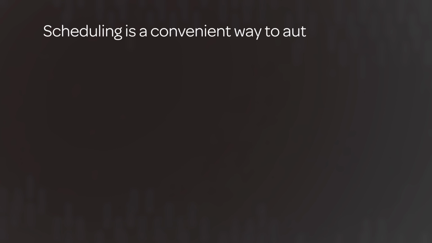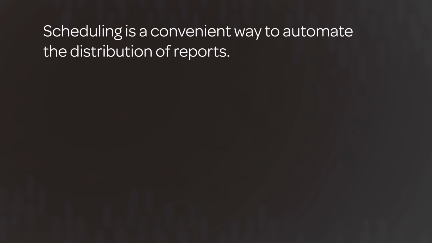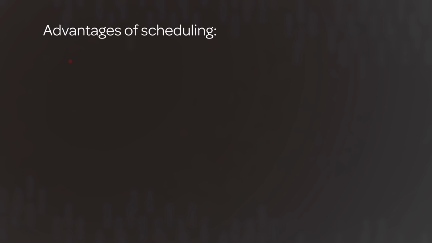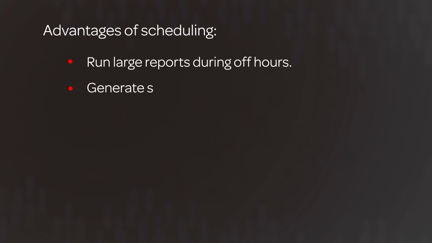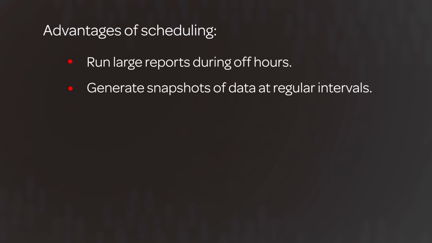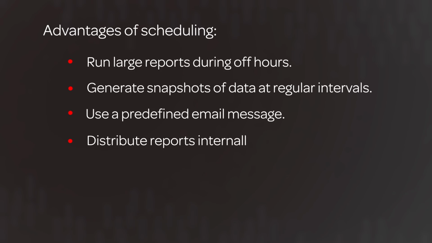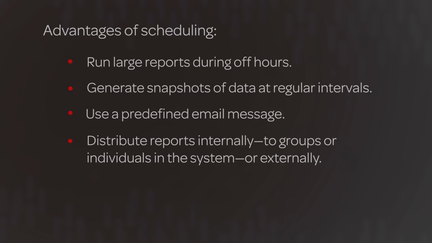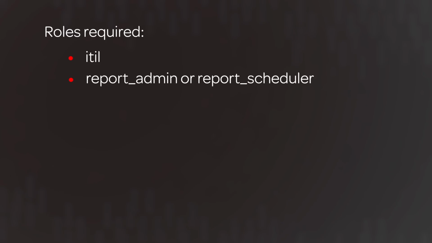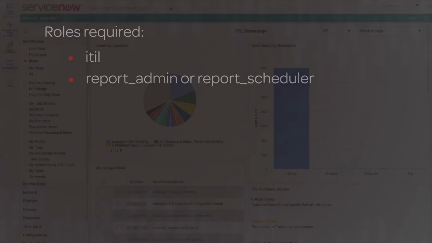Scheduling is a convenient way to automate the distribution of reports. Scheduling allows you to run large reports during off hours, generate snapshots of data at regular intervals, and use a predefined email message to distribute reports internally to groups or individuals in the system or externally. To schedule reports, the logged-in user must have both the ITIL role and either the report admin or report scheduler role.